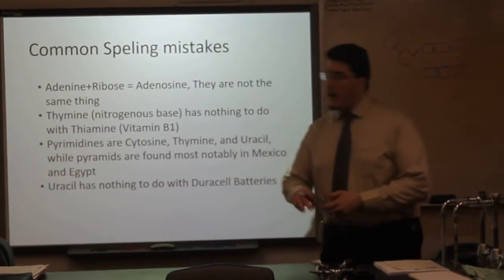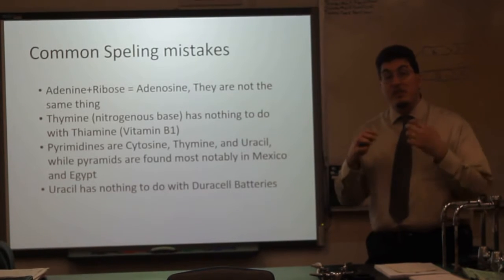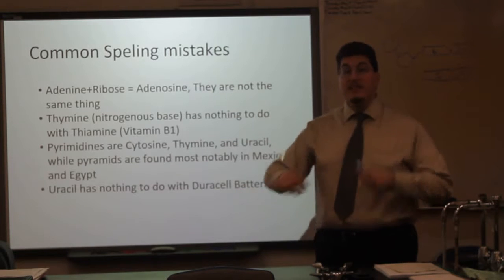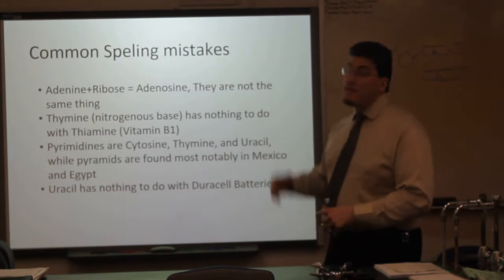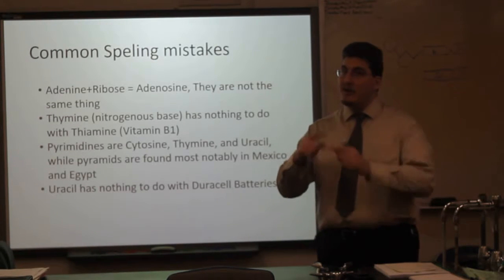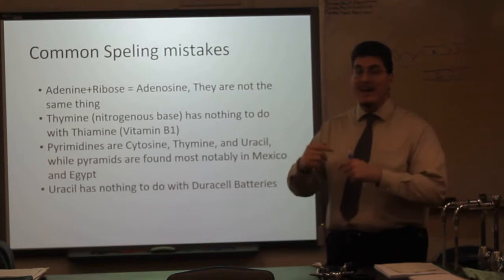So, some common spelling mistakes, things that are specifically no-nos on the Cambridge exam. Adenine is a nitrogenous base. Ribose is a pentose sugar. When you add adenine and ribose together, you get adenosine.